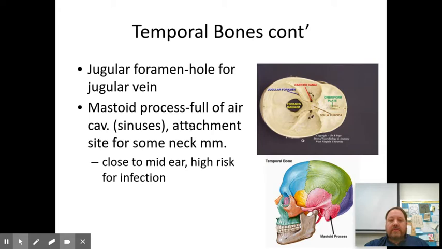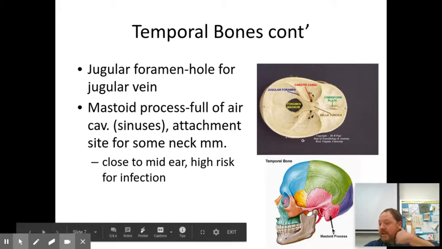Other features that we find in temporal bone, there's a hole in the base of the skull called the jugular foramen. The jugular is an important vein that drains blood from the head. So there is a corresponding hole in the base of the skull to allow that blood vessel to exit the skull. Another bone marking that you can feel is called the mastoid process.